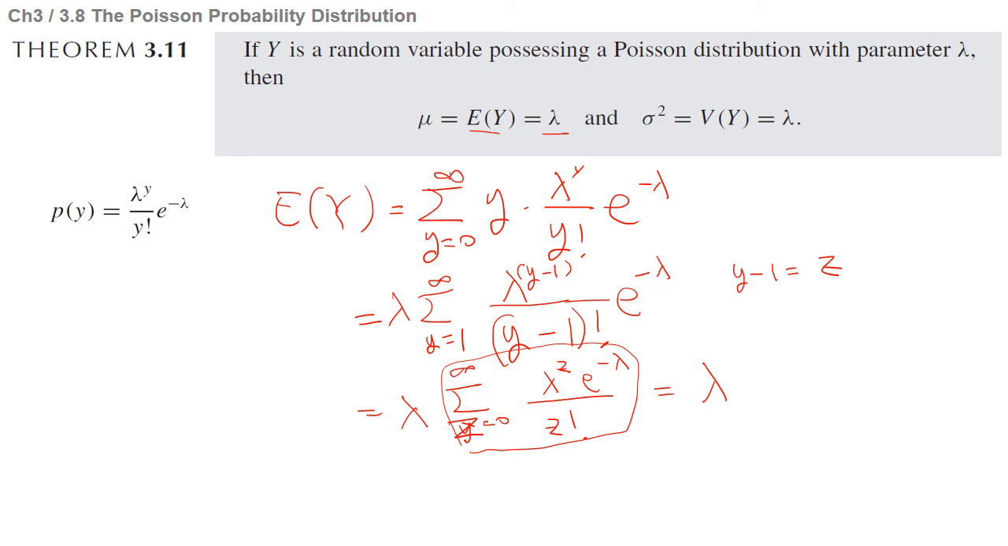And for the variance of y, by using a similar trick, like the y minus 1 trick, yeah, this kind of trick, you can derive this one in a similar way. So you can do this by yourself for the exercise. Okay.